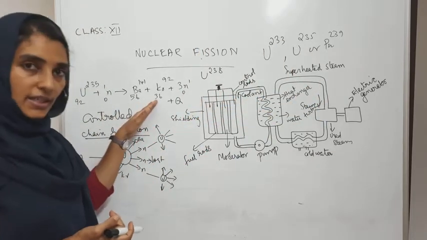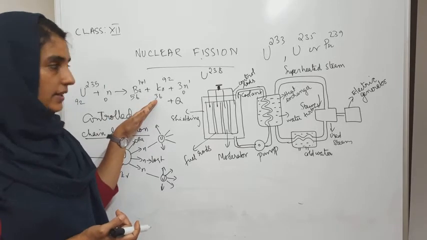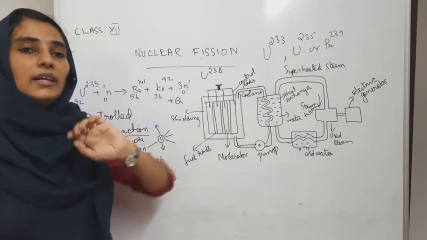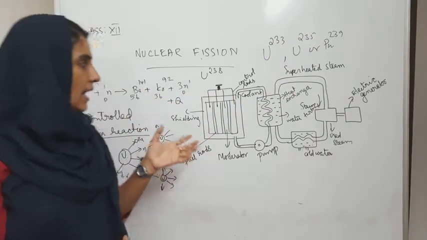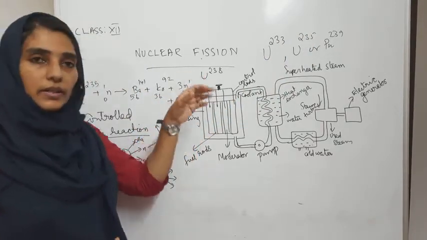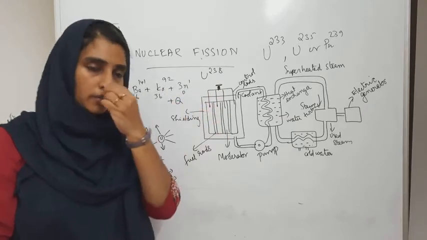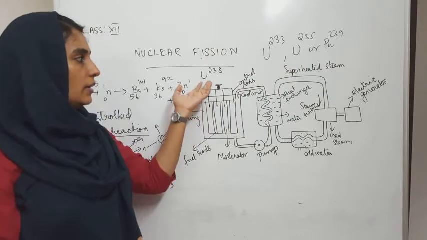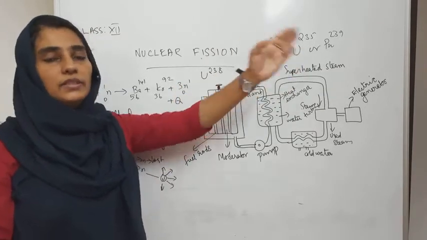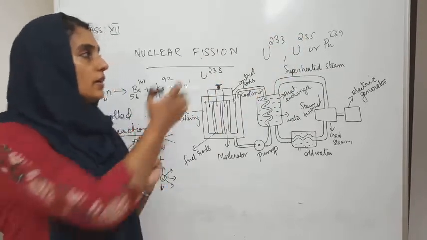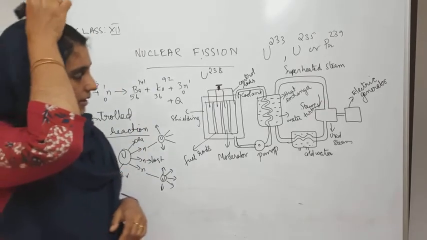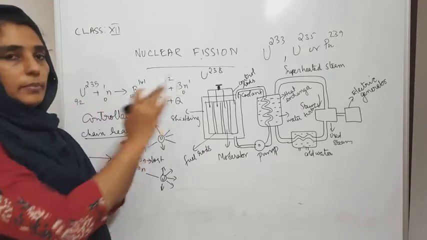This is the basic reaction which is happening inside a nuclear reactor. We use uranium-235 mostly as the reactor fuel. Instead of naturally occurring uranium, which is U-238, you are using uranium-238 but with a higher concentration of uranium-235. So first let us see the basic idea behind its working.